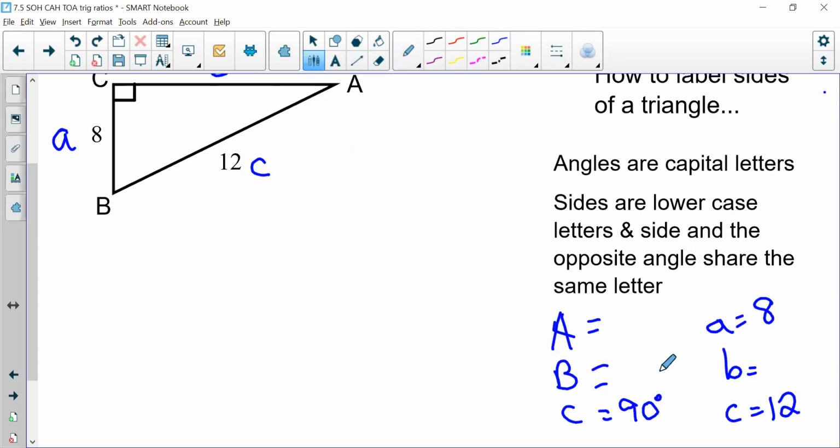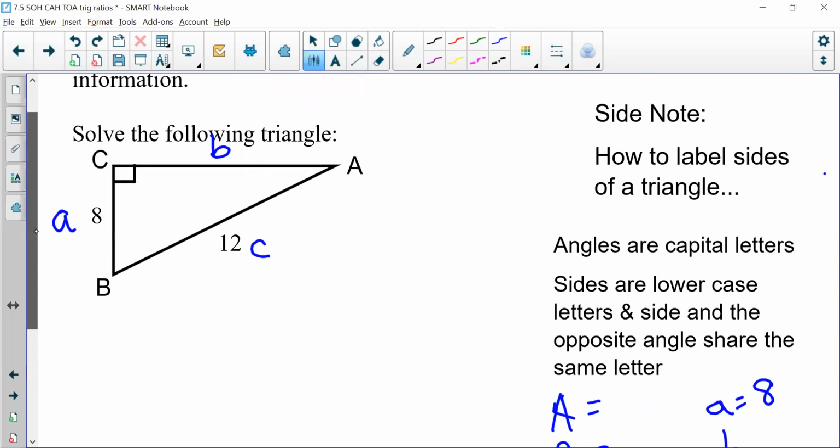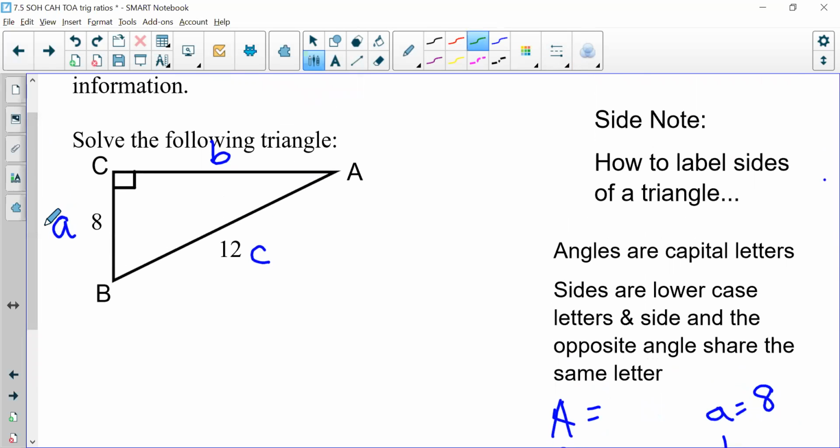Where do we want to start? Just pick what feels good. Where are we going to start? Angle B. Okay, Lauren spoke first, so we're going to go with angle B. It actually doesn't matter, you could pick any of them. So I'm going to focus on angle B here.